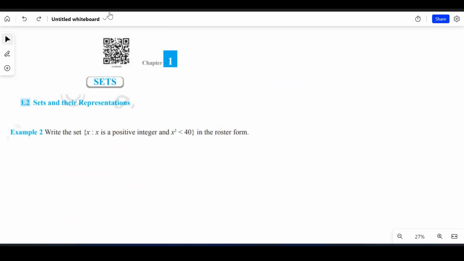Write the set of all x such that x is a positive integer and x square is less than 40. So it is given x is a positive integer and x square should be less than 40. We have to write it in the roster form. Roster form means all the elements will be listed and separated by commas, enclosed within braces.